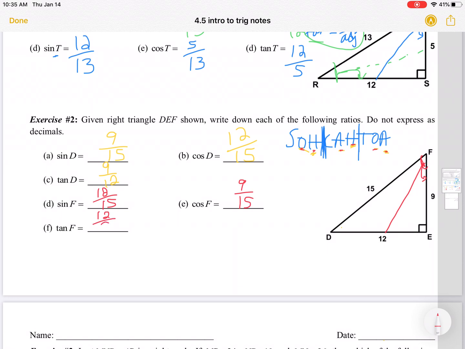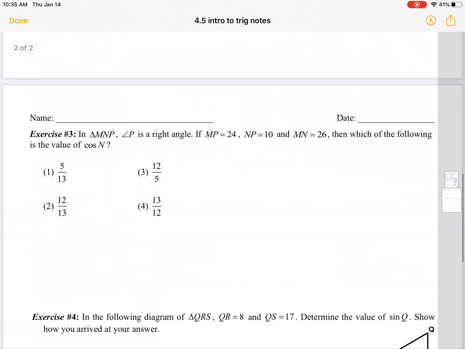Now you might be thinking, what the heck does all of this mean? Why do we have to learn this? Well, eventually, we're going to use these to solve for missing angles or missing sides of a right triangle. So it's important that we get really comfortable setting up our ratios.